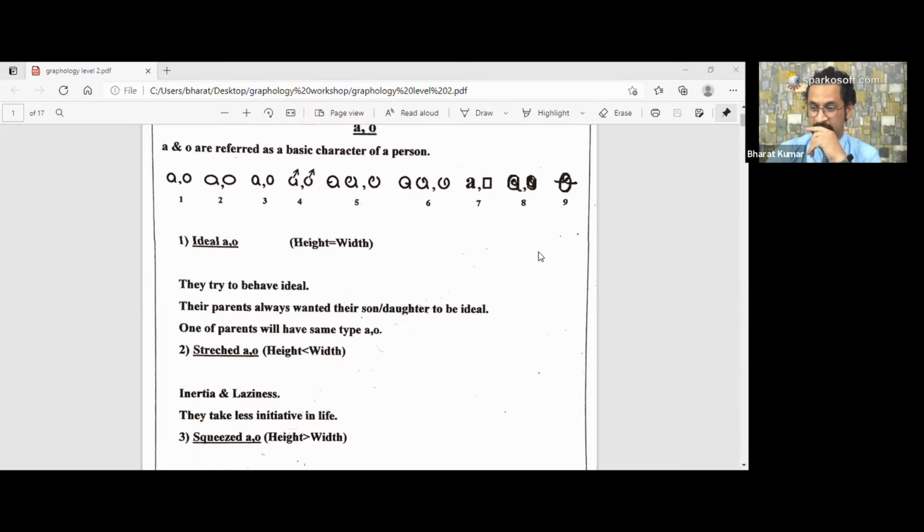Will the arrow be present? No, the arrow is telling about the direction of the open area. That open area should be in this direction. Okay, so the arrow is not required in writing. So what I'm saying, the fifth kind of A, the loop is on the left side.